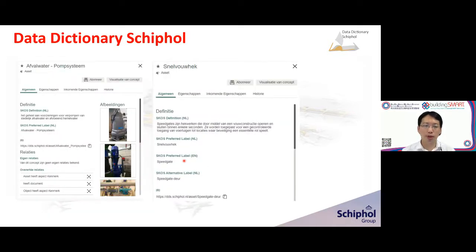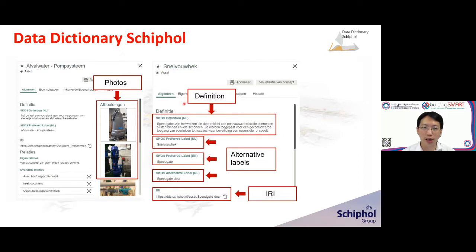For example, this one, they have a catalog. Then for this catalog, they will have the photos, they have the definition, the label, the corresponding URL, etc. And all this, again, at the back end is actually the dictionary that they define.